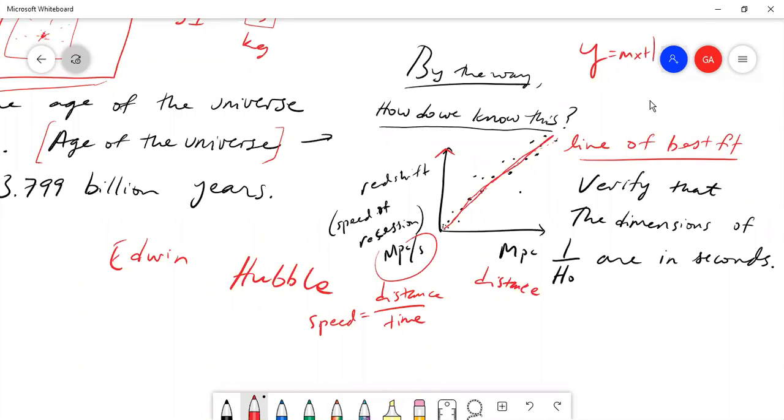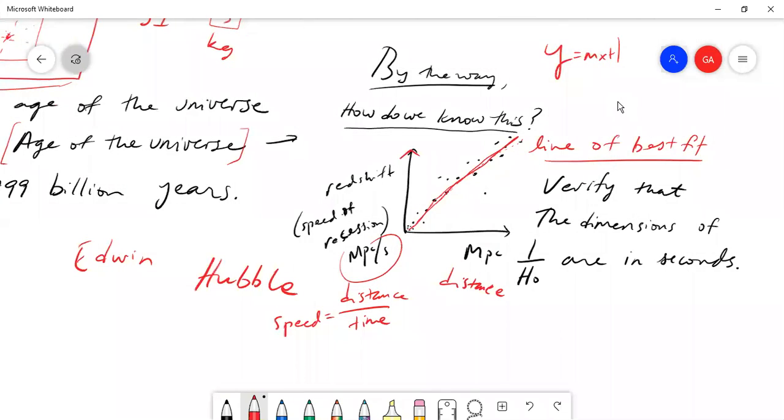What is m? M is the slope. And Edwin Hubble defined the slope of this line to be this thing called H naught, or the Hubble constant. And it turns out that the inverse of the Hubble constant is the age of the universe. So I would like to verify, it's a very quick calculation, that the inverse of the Hubble constant gives you the right dimensions.